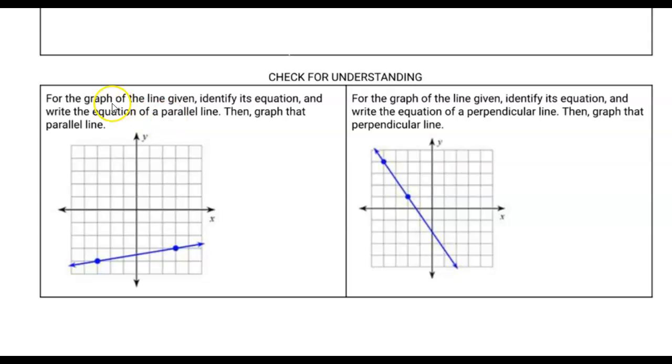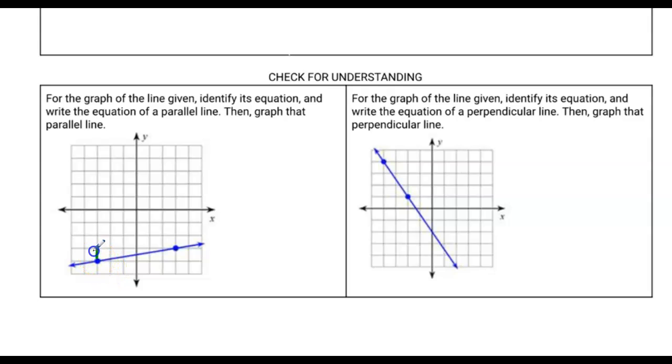For the check for understanding, we're going to do this together, and then the problem set questions we're going to be doing in class. For the graph of this given line, we're supposed to identify its equation first, then write the equation of the parallel line, then graph the parallel line. Now I need only 2 pieces of information in order to write out an equation, and it is the following. All I need is the slope and the y-intercept.